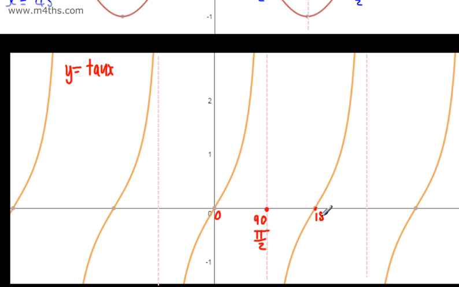Here we've got 180, and we've got pi radians. At 180, tan is 0. Another asymptote here at 270, 3 pi by 2 radians. This one right here is 360, 2 pi radians. Again, this is negative 90, where our asymptote is, or negative pi by 2. We've got negative 180, negative pi, and so on and so forth. There'll be another asymptote just here. Now, tan cycles every 180 degrees. We can see that. It has a period of 180 degrees.